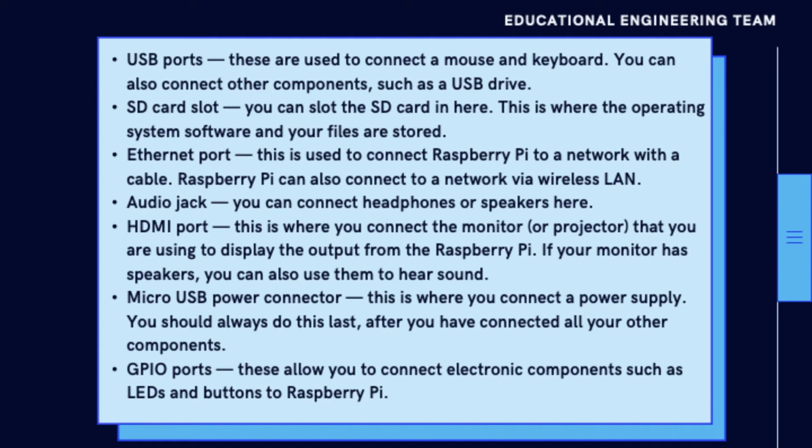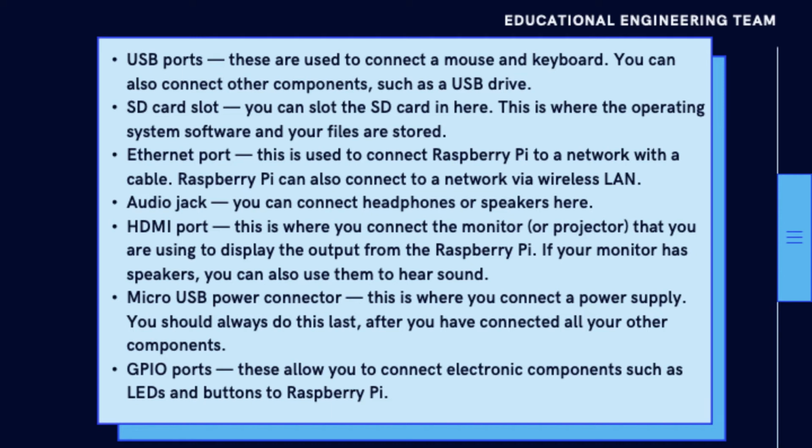Then we also have the Ethernet port earlier, right? Now that is used to connect Raspberry Pi to a network with a cable. The Raspberry Pi can also connect to a network via wireless LAN. We also have the audio jack. Now the audio jack, as we all know, can be used to connect headphones and speakers here.